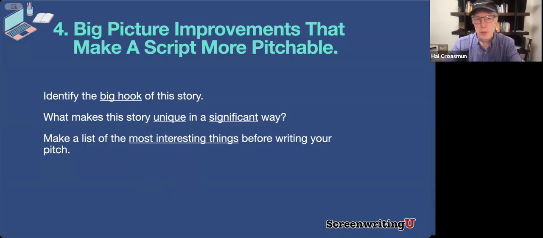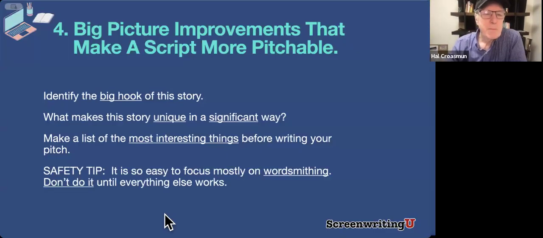If what you can do when you pitch, if every sentence you say is interesting, you've got a real chance. If it's only interesting to you because you love your characters, that's not the level we're going for. That's this level, and we're going for this level up here. So, and then a safety tip.